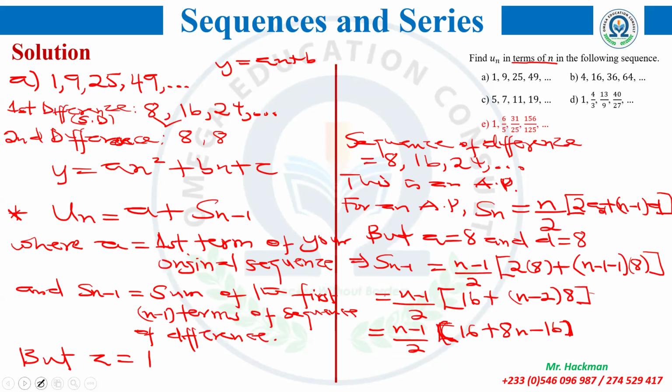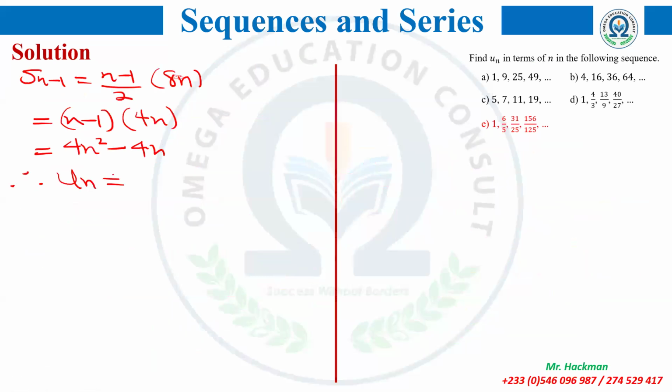So we will substitute the 1. What you have there is only S sub n minus 1, it is not U sub n. Please take note of what we found here. So it will be 1 plus your S sub n minus 1, which is this. Do you agree? So that will give us 4n squared minus 4n. But you know that this is quadratic, so you have to arrange it in decreasing powers of n. So I will have this to be equal to 4n squared minus 4n plus 1.